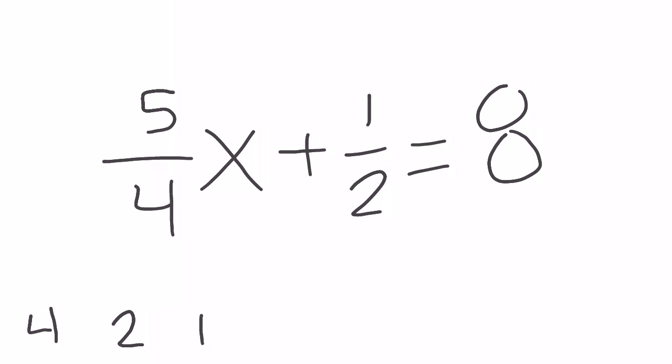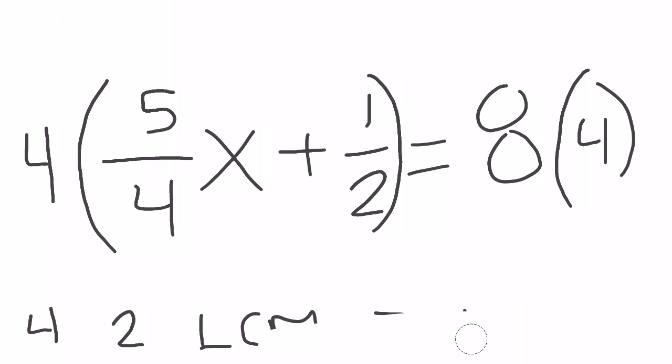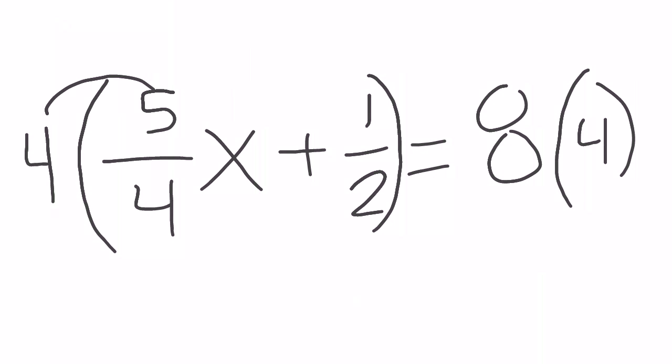So since the least common multiple of these is 4, I am going to take that 4 and multiply it on the left-hand side of the equation, and I'm also going to multiply it on the right-hand side of the equation. Keeping in mind that what I do to one side, I must also do to the other. Okay, so with that in mind, now I'm going to distribute my 4.